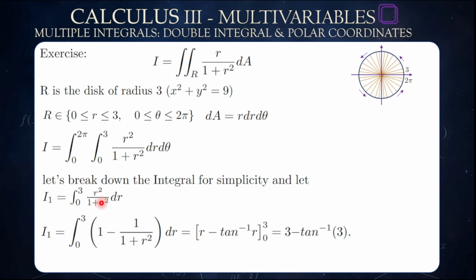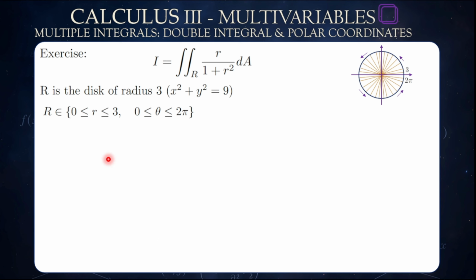The integration of the first one gives us r, but the second should be familiar. If you go back to trigonometric identities, the integral of 1 divided by 1 plus r squared gives us tan to the power of minus 1, or arctan of r. The integral becomes r minus tan to the power minus 1 of r between 3 and 0, or 3 minus tan minus 1 of 3. We place it back into I.